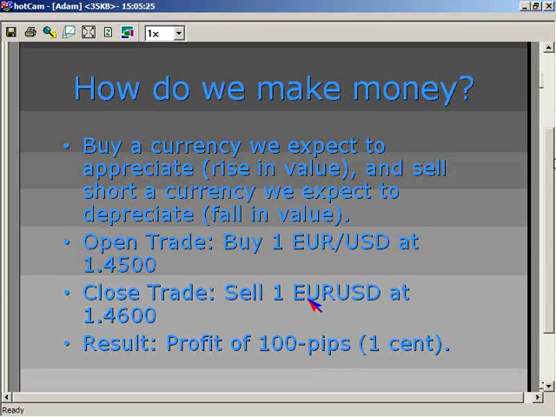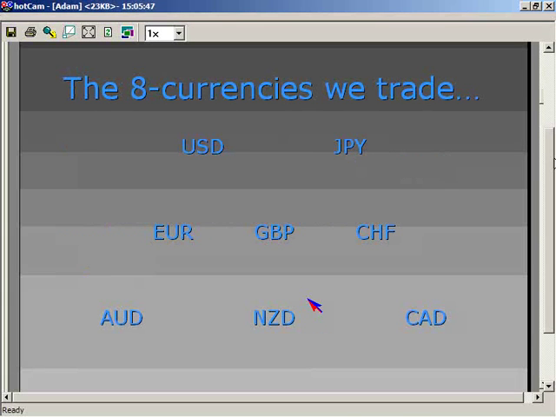Just to give you an idea, roughly, generally speaking, on trading one mini lot, every pip is worth roughly $1 US. Every 10 pips is worth $10.